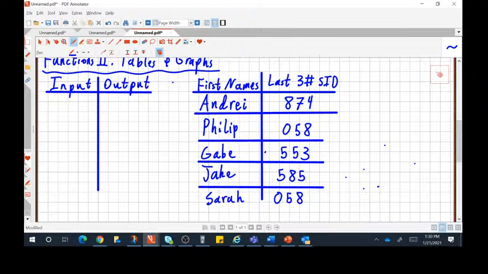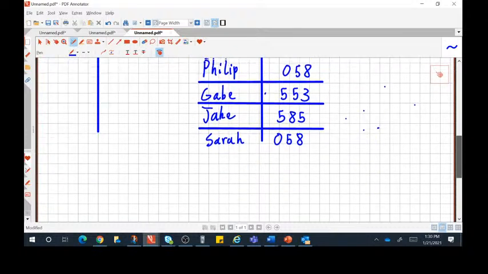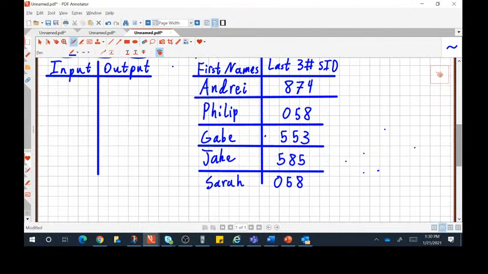Can I get you guys in 5, 4, 3, 2, 1? Guys, would this be a function if I went through the whole rest of the class? No. Why not?